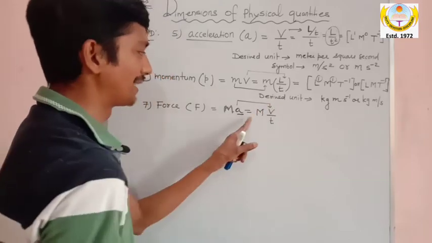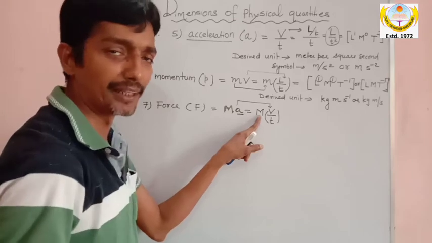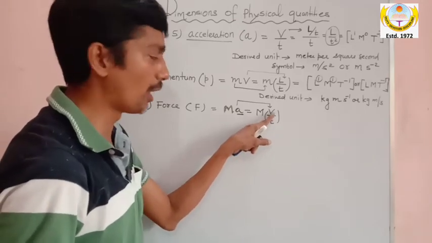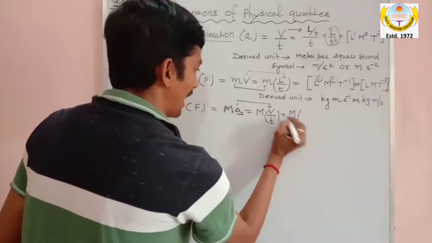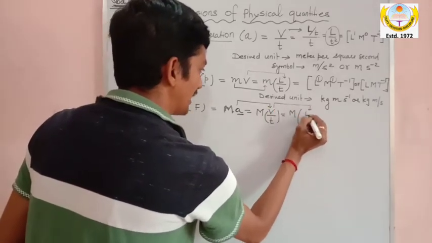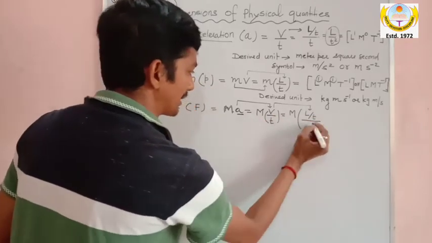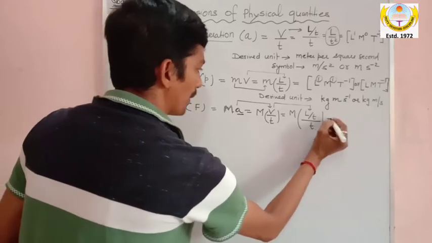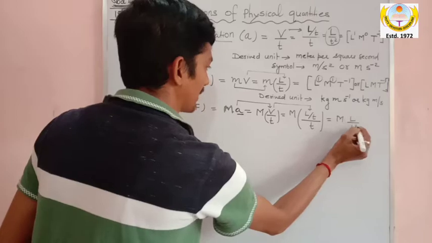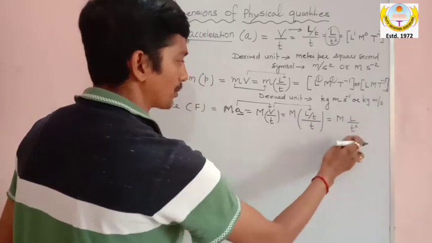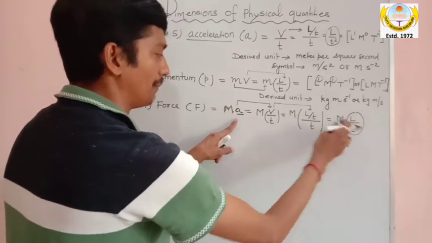I break the acceleration in terms of velocity upon time. But now my dear, mass is fundamental, time is fundamental, but velocity is a derived quantity. So I will break velocity also. This will be mass, and velocity is broken as length upon time, whole upon time. So now what will be the answer? Mass into length upon time square. Mass, length upon time square. मतलब acceleration का formula होगा ultimately length upon time square also.